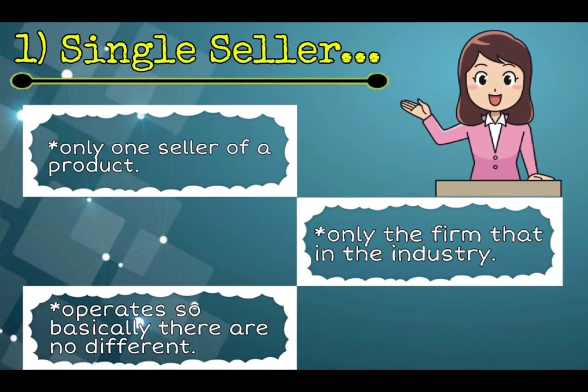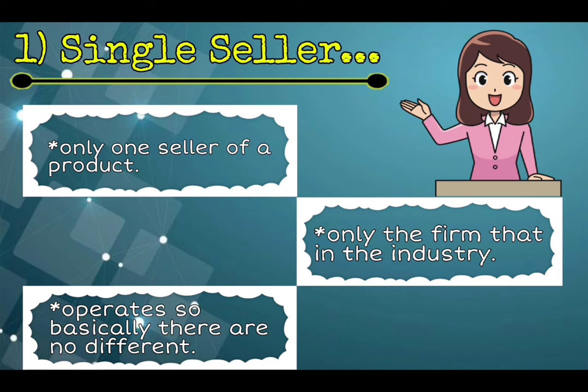First of the characteristics is single seller and a large number of buyers. This is where the monopoly enterprise exists when there is only one seller of a product, and it is only the firm that is the industry selling a product which has no close substitute. Monopoly market is the place where the monopoly enterprise operates. So basically, there is no difference between a firm and an industry in a monopoly as there is only one seller.